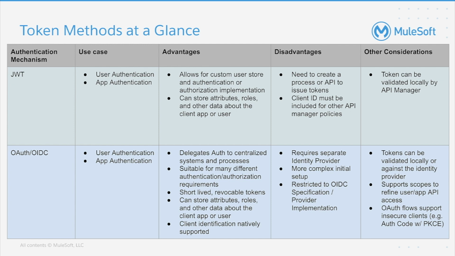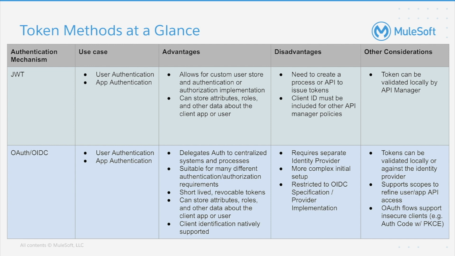Finally, we'll look at OAuth and OIDC, which are industry standard formats for user authentication and app authentication. It delegates auth to centralized systems and processes, usually a third-party provider like Okta or Ping Federate. It's suitable for many different authentication and authorization requirements, including client apps that may not be able to protect secrets, user, and system-to-system communication. It issues short-lived revocable tokens and can store attributes, roles, and other data about the client application or the user. And client identification is natively supported using OAuth.